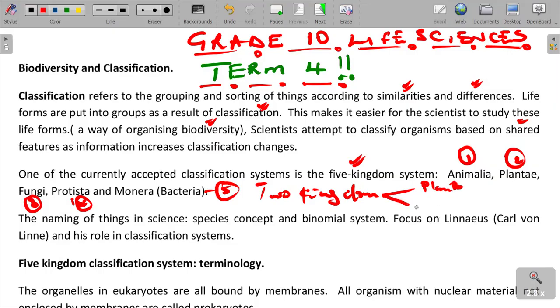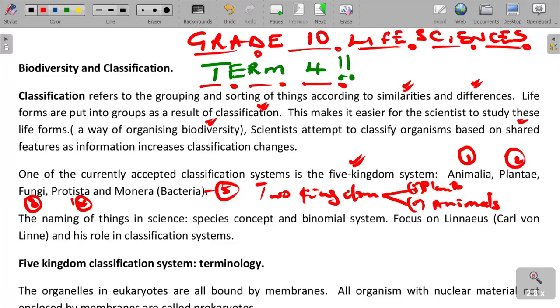We have got plants, and then we have got animals. This is the basic classification. When you talk about two kingdom classification, the plants and animals, organisms on earth, we can classify them according to Plantae and Animalia. This classification system is also called the Linnaeus system, which was developed by Linnaeus. I think you understand that.